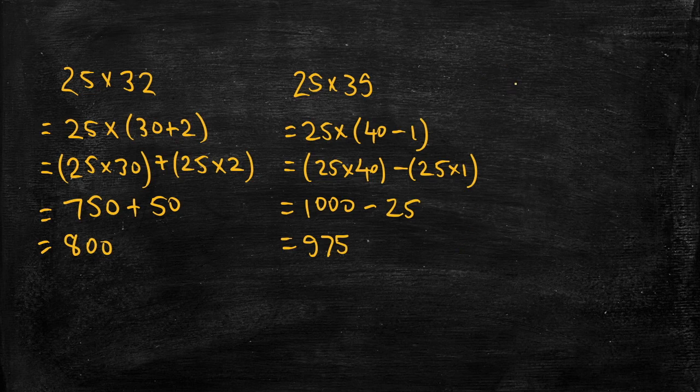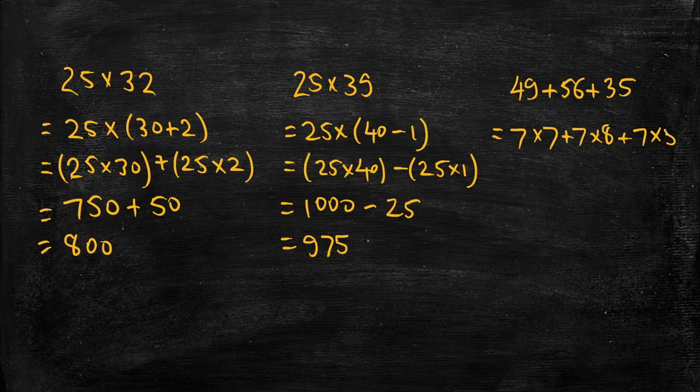Let's do one more. This one's a little bit different because it's an addition problem, and it's the kind of addition problem where you might make a bunch of arithmetic errors and get the wrong answer. So instead, if we recognize that 7 is a common factor for each of those numbers, so 7 times 7, 7 times 8, and 7 times 5.